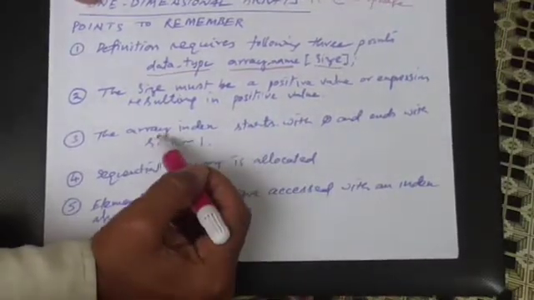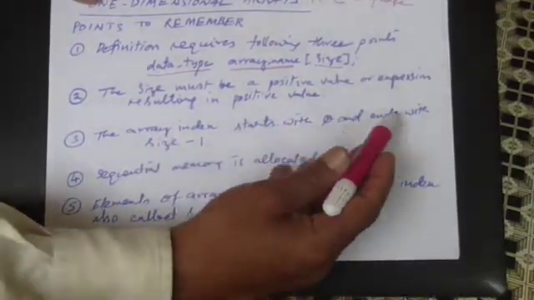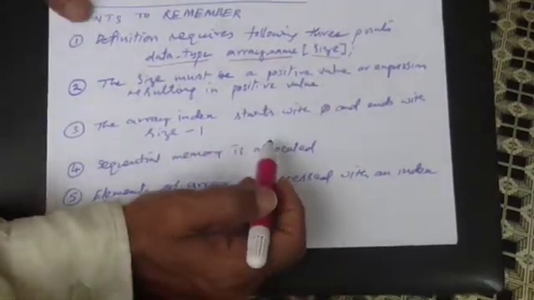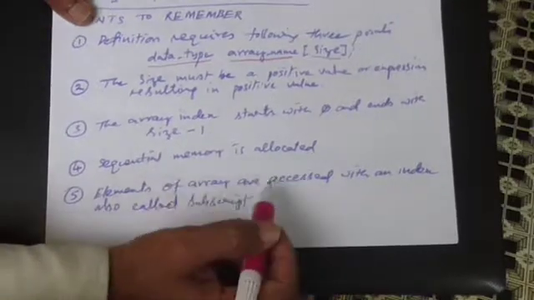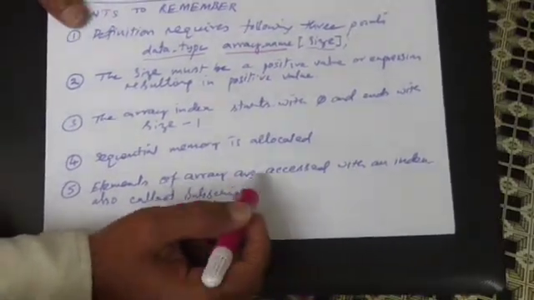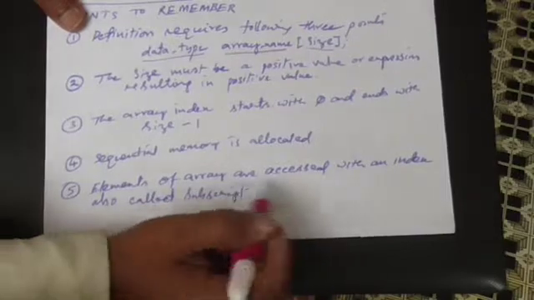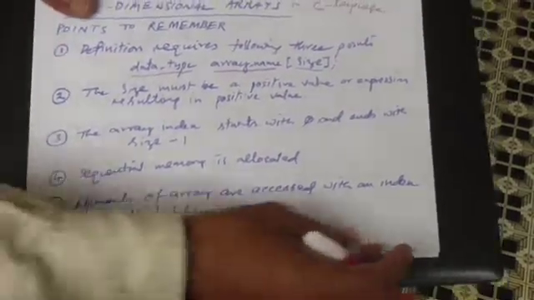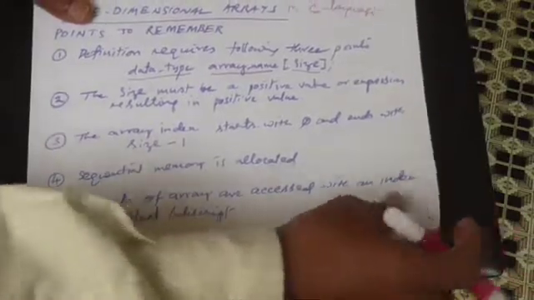The array index starts with 0 and ends with size - 1. Another one is that sequential memory is allocated. The elements of arrays are accessed with an index, and we also call it a subscript. So let us see how an array is initialized.